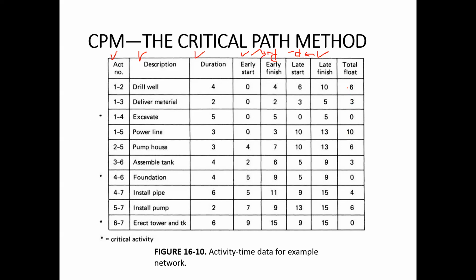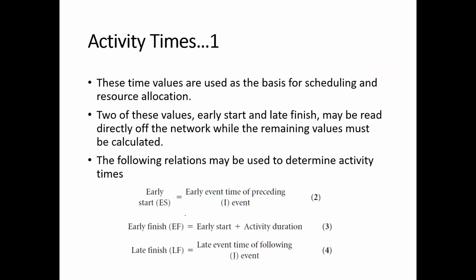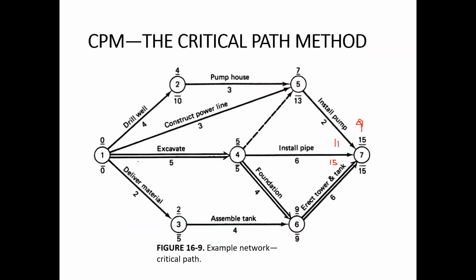You can see that if you calculate the total float, some of the total floats will be 0. For those activities for which the total float is 0, those activities will be the critical activities. So once you identify those activities, in this case excavate, foundation, and erect power and tank, then you can represent those critical activities on the activity on arrow diagram. Remember that you can better identify the critical activities from those total float calculations.